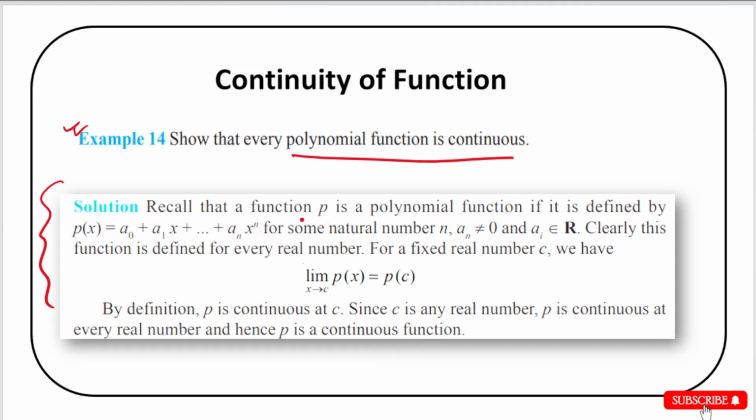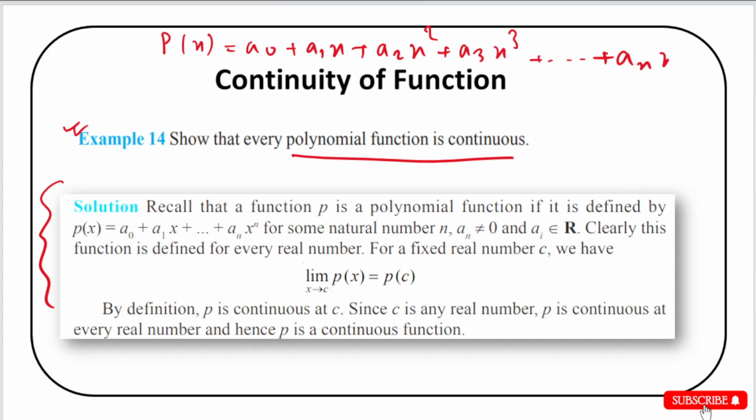So a polynomial function takes this particular form. It is p(x) equals a naught plus a1 x plus a2 x squared plus a3 x cubed plus, and so on, if you are considering an nth degree polynomial, it will be in this particular form, right? Now here n is some natural number, n is not equal to 0. If n is 0, this term will vanish and it will not remain a polynomial of nth degree, right? So this an has to be not equal to 0. Each ai belongs to the real numbers, so these are all real numbers, a1, a2, a naught, etc. And clearly this function is defined for every real number.